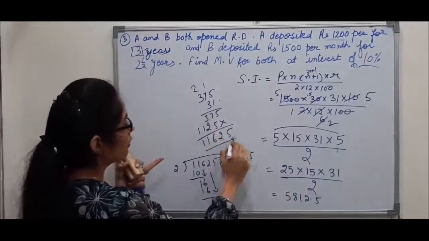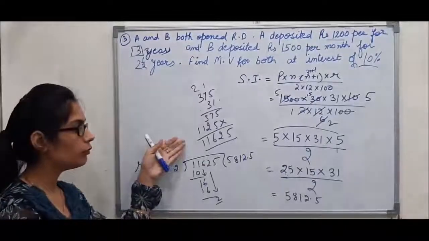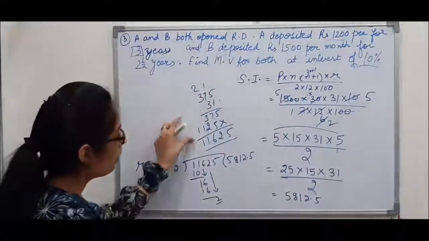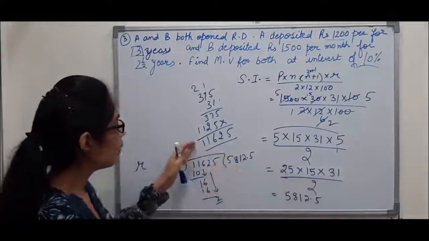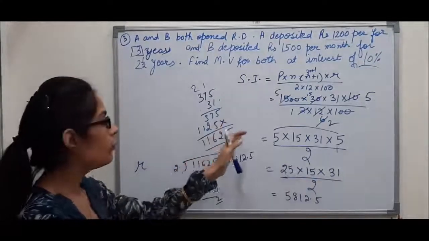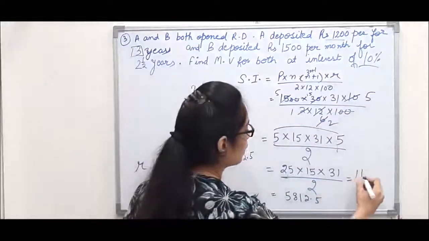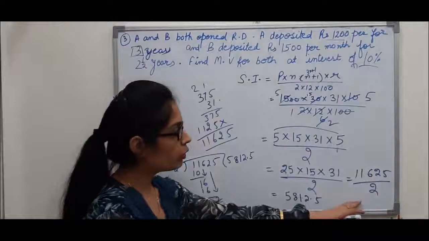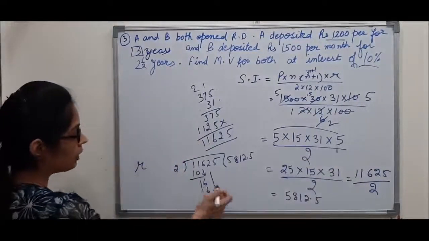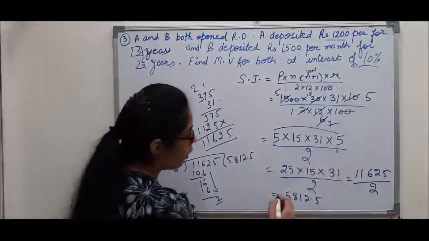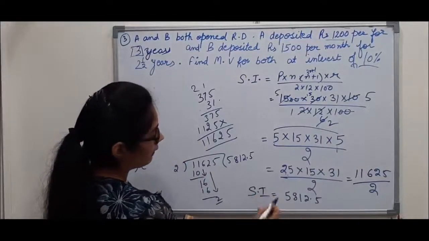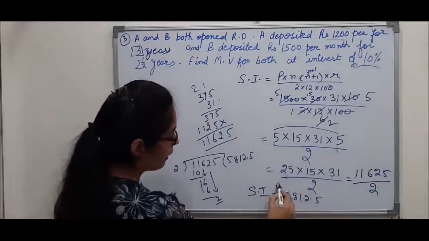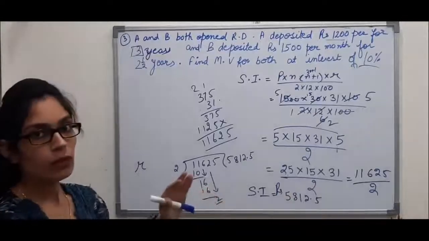On multiplying with 31, in this multiplication you have to be very careful. See, even a single change in one number can make your sum incorrect. So I multiplied these two, and I got this number, 11,625. Now since the 2 is also there, I have to divide this number by 2, and I have done the division. On dividing I got my simple interest in decimal form. It is 5812.5. So I have to write rupees also. So I have got the value of simple interest.